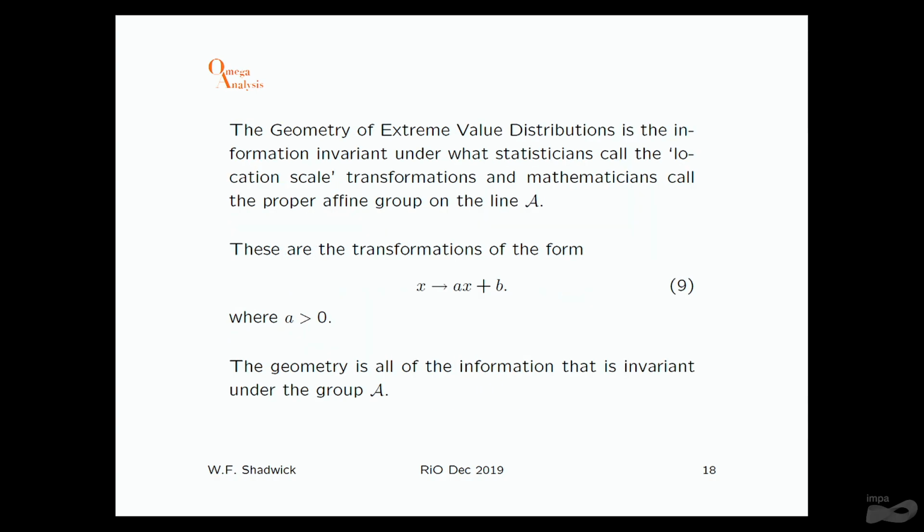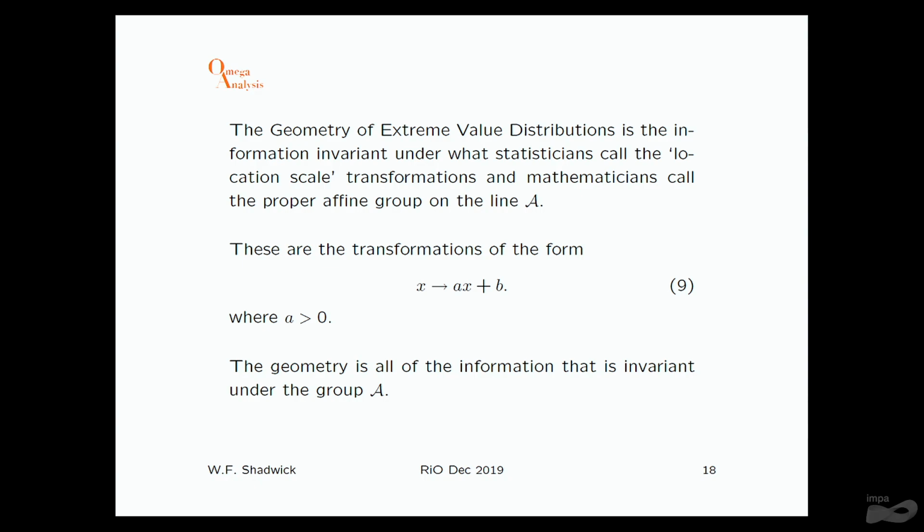Okay. So here's the geometry in a nutshell. The statisticians call this the affine group on the line, the location scale transformations. Right? Those 2 parameters are responsible for the 2 parameters you see in all the textbook probability distributions, right? The change of scale and location. So what we're looking at is the geometry in the sense of Felix Klein. We want to know all the information that's invariant under that transformation group. Now this is a very natural group for probability.